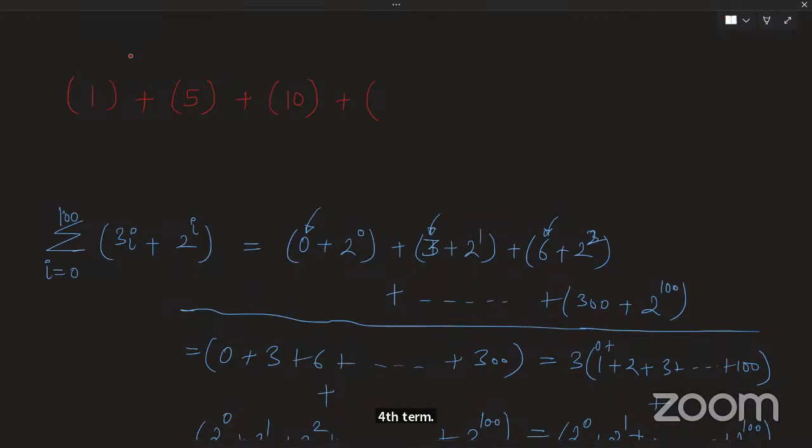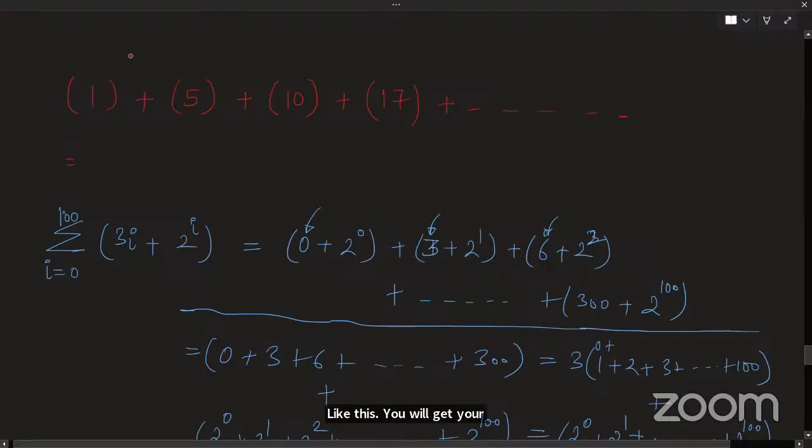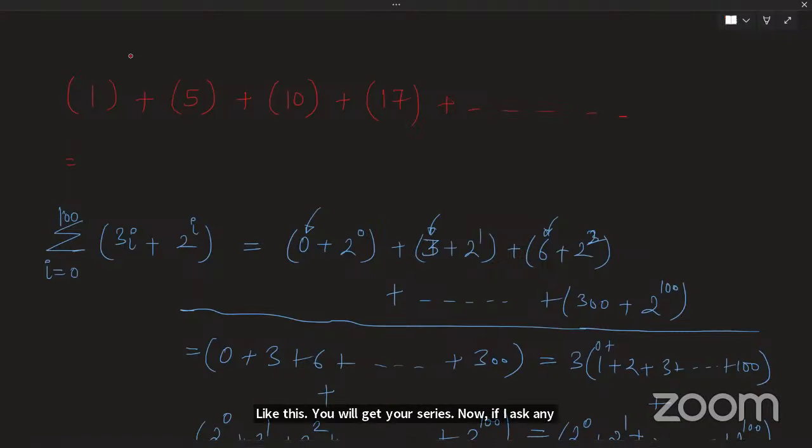sorry, your third, I is equal to 3. So it will be 8 plus 9. So 8 plus 9 is 17, right? Like this, you will get your series. Now, if I ask any one of you to sum such a series, how can you do it? It is clearly not possible because this is neither AP nor GP.